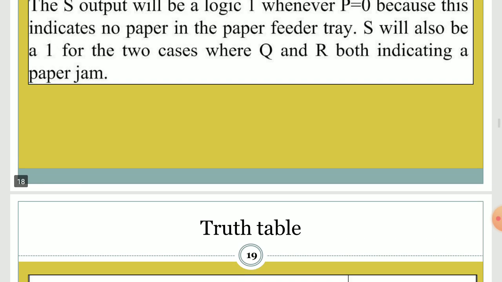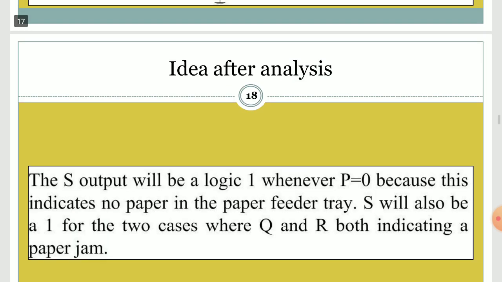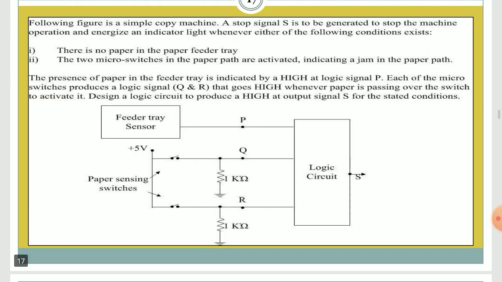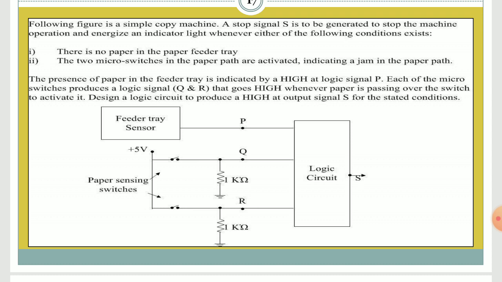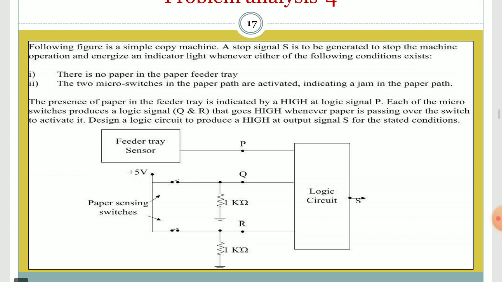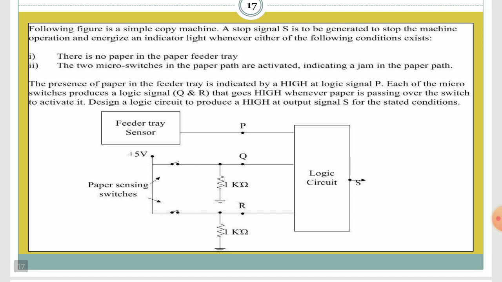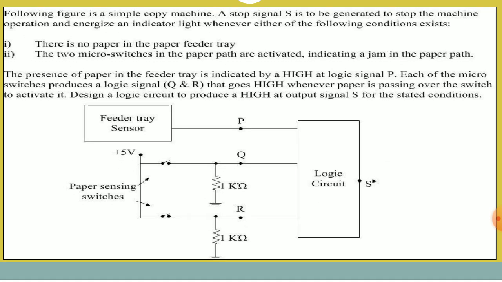If we see the problem statement, this is pretty clear. If P equals 0, output will be 1 because P represents there is no paper in the paper feeder tray, and if Q and R both are equal to 1, that represents that two micro switches in the paper path are activated, which indicates a jam in the paper path. So when P equals 0, output should be 1, and when both Q and R at a time are equal to 1, output will be 1.